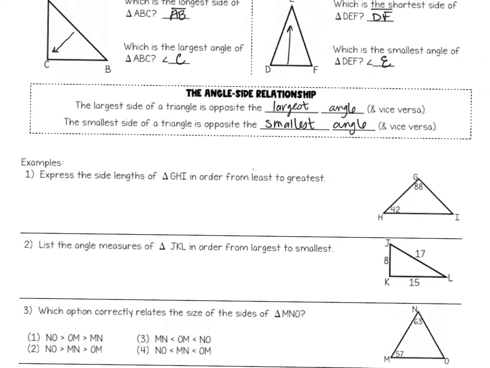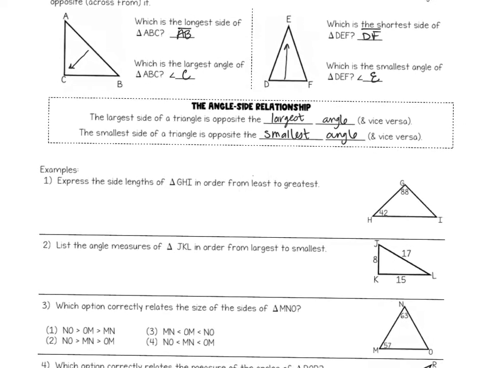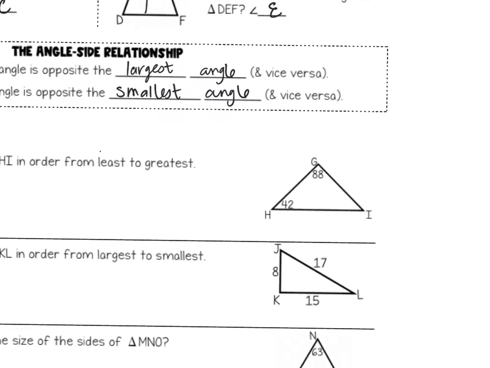So if I am trying to express the side lengths of triangle GHI in order from least to greatest, the first thing I need to know is the measurement of all the angles. I have 2 angles here in my triangle. I know all 3 of them have to add together to equal 180 degrees. So in my calculator, I'm going to do 180 minus 88 minus 42. This angle measures 50 degrees.